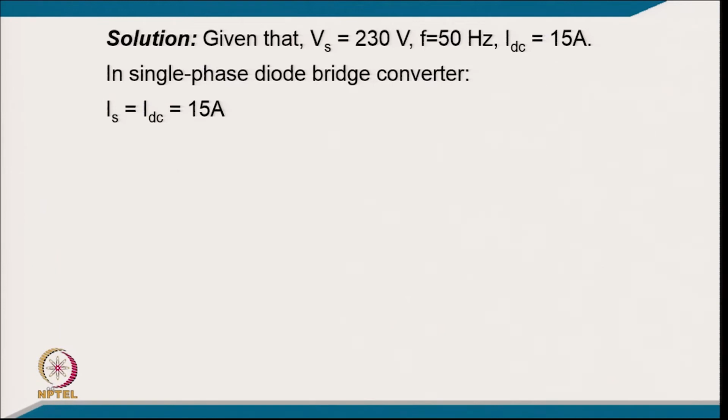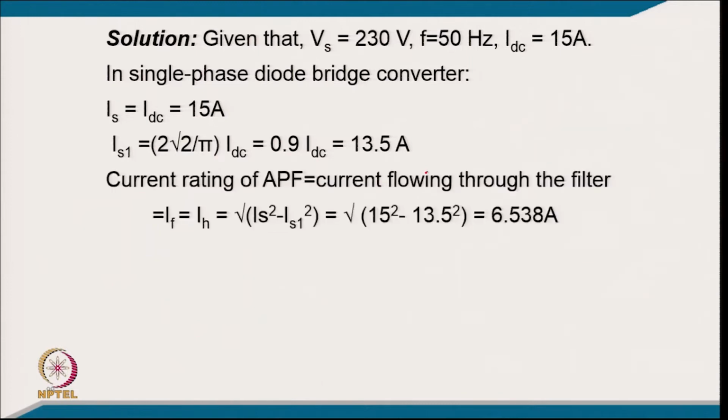So, coming to the numerical part of it, given that Vs equal to 230 volt, frequency 50 hertz and DC link current is 15 ampere in the single phase diode bridge. So, the supply RMS current and the DC link current are the same, that is 15 ampere, and the fundamental current of the AC current is 2 root 2 by pi into IDC, that is 0.9 IDC. So, it is 13.5 ampere, and the current rating of the shunt active filter we can calculate: IF equal to IH, that is all harmonics. So, the square root of IS square minus IS1 square. Putting the values of both these we get 6.538, that is the shunt active filter current.